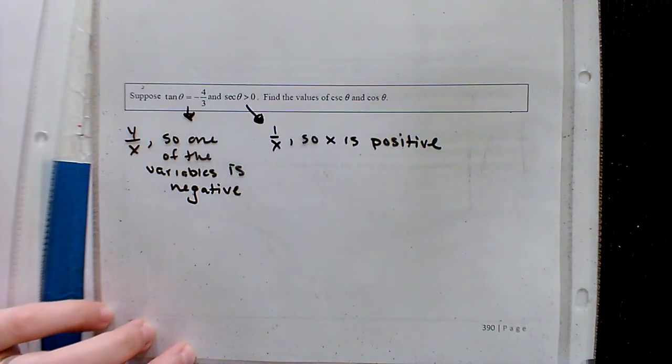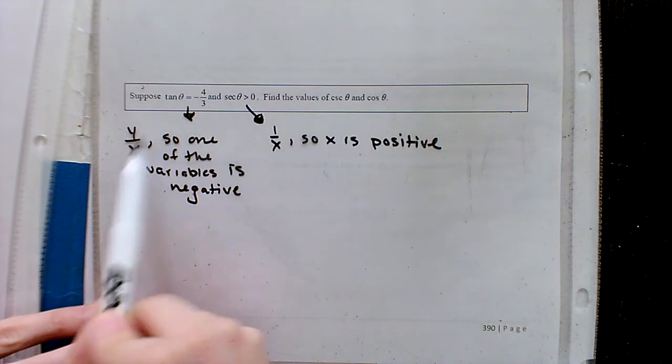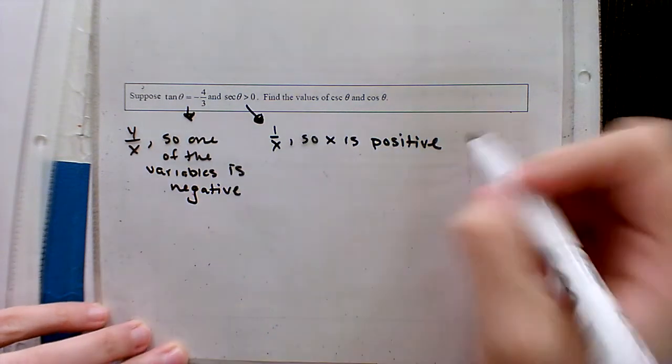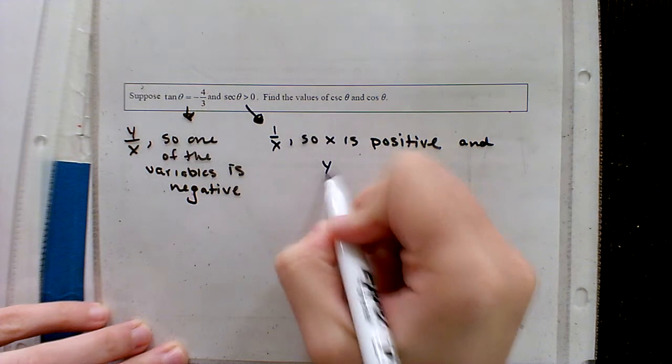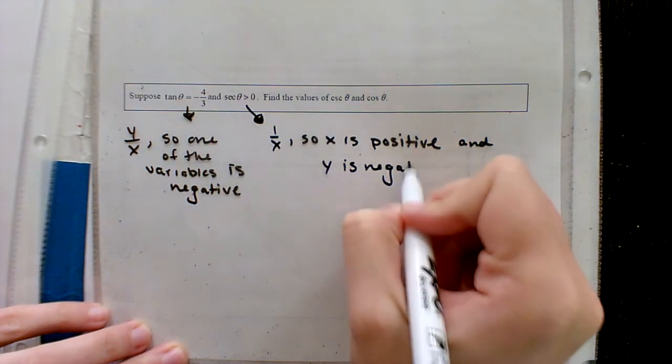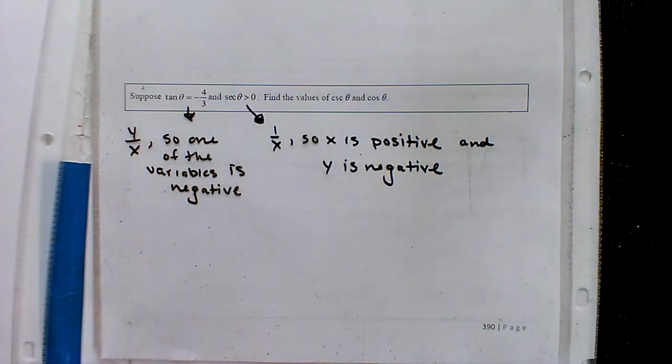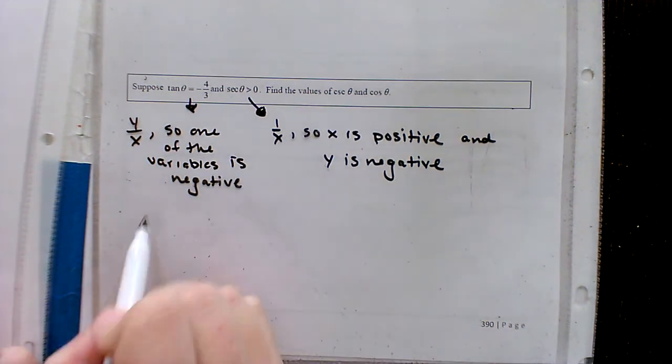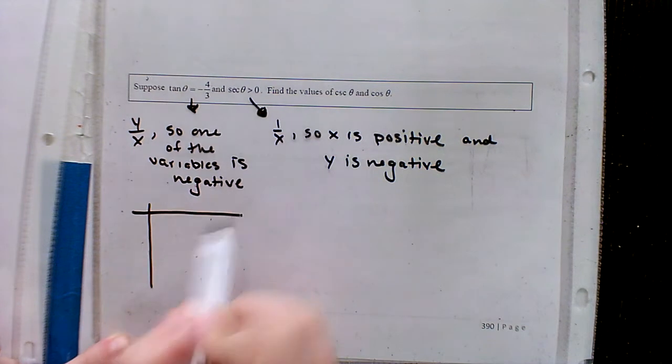Can we now deduce what the y variable would be? If we take a look at our two statements. Yeah? Y would have to be negative, okay, because we said over here one of the variables has to be negative. So x is positive, and bless you, y is negative. All right, so if we have a positive x and a negative y, can we determine which quadrant this angle theta is located in? Yeah? Quadrant 4.